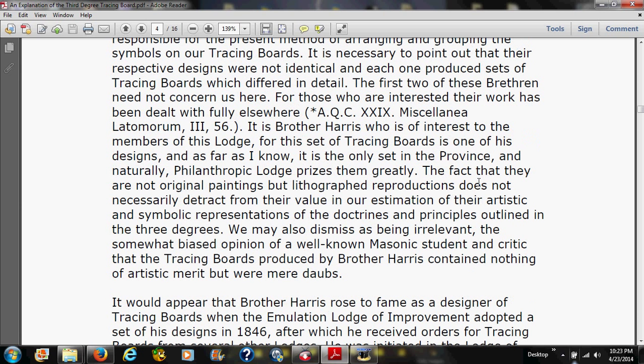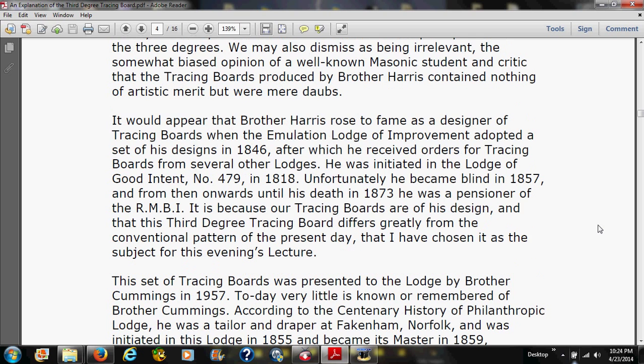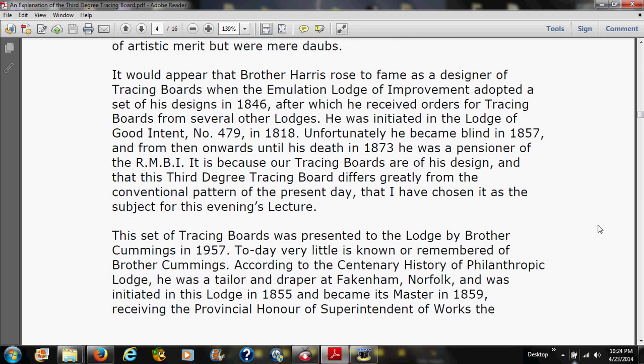The fact that they are not original paintings but lithographed reproductions does not necessarily detract from their value in our estimation of their artistic and symbolic representations of the doctrines and principles outlined in the Three Degrees. We may also dismiss as being irrelevant the somewhat biased opinion of a well-known Masonic student and critic that the tracing boards produced by Brother Harris contained nothing of artistic merit but were mere daubs. It would appear that Brother Harris rose to fame as a designer of tracing boards when the Emulation Lodge of Improvement adopted a set of his designs in 1846, after which he received orders for tracing boards from several other lodges.